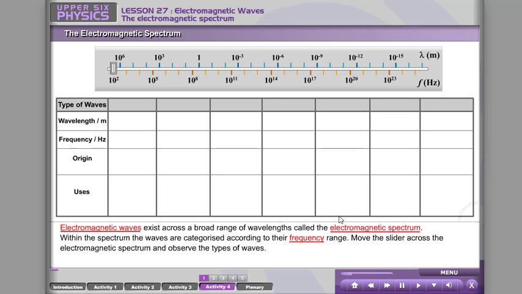Electromagnetic waves exist across a broad range of wavelengths called the electromagnetic spectrum. Within the spectrum, the waves are categorized according to their frequency range. Move the slider across the electromagnetic spectrum and observe the types of waves.